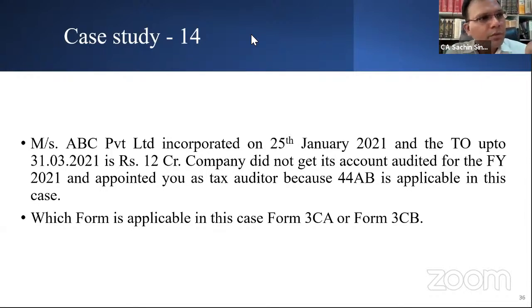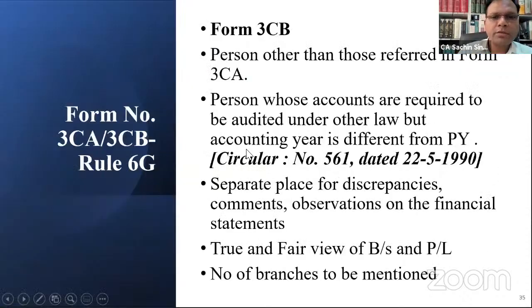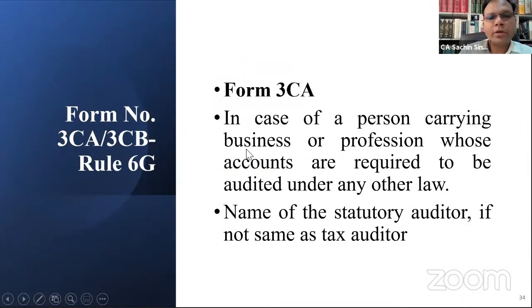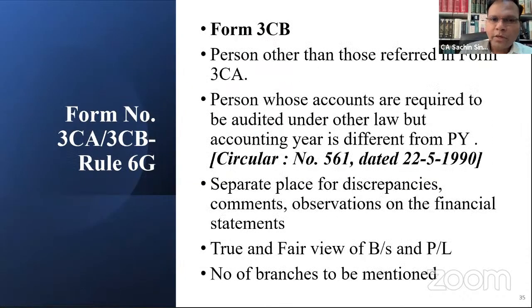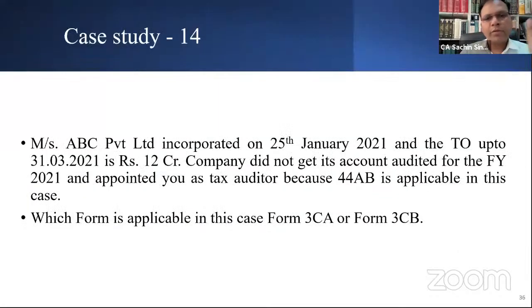So what does the rule say, that if your accounts are required to be audited, whether audited or not, generally when we prepare the tax audit report, we file either 3CA or 3CB. So in 3CA, in the case of a company, we have to mention the name of the statutory auditor.